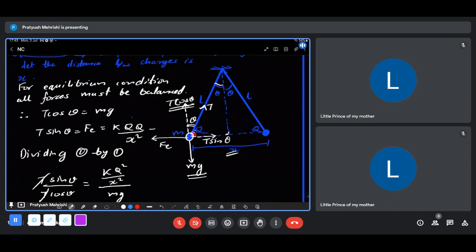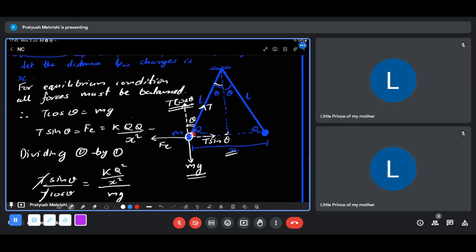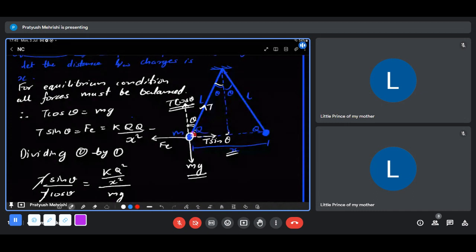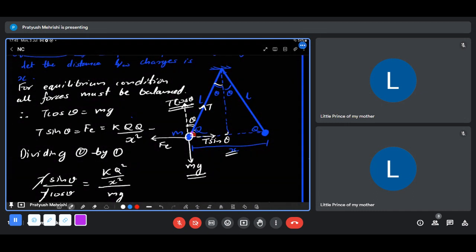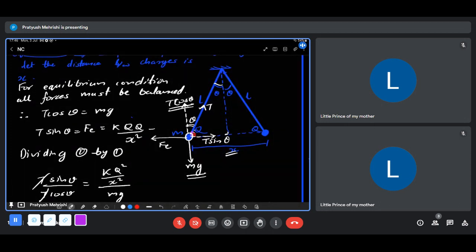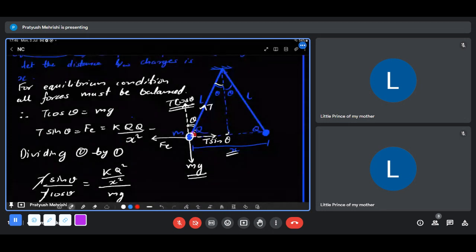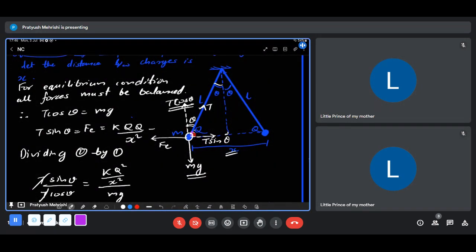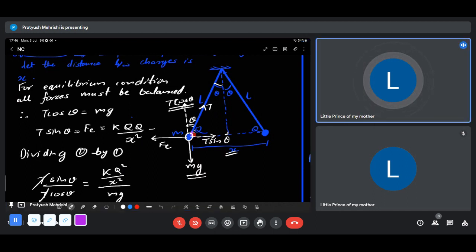Now these two components of tension will be balanced by the electrostatic force and the gravitational force of the charge. The charge has a mass small m. It is given in the diagram. Okay. Got it now? Any doubt? Sir, no doubt, sir, got it.